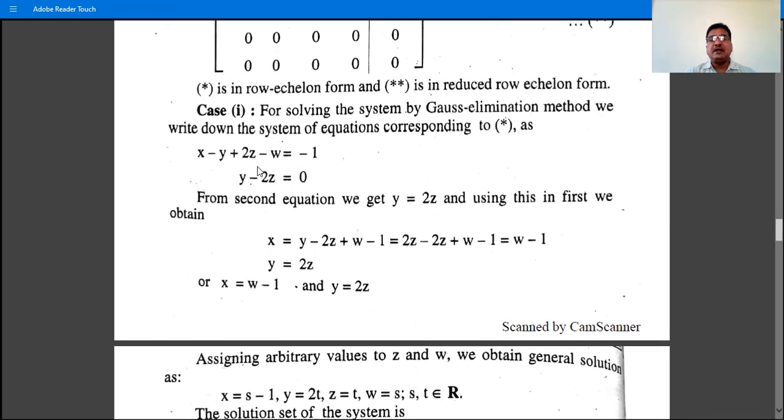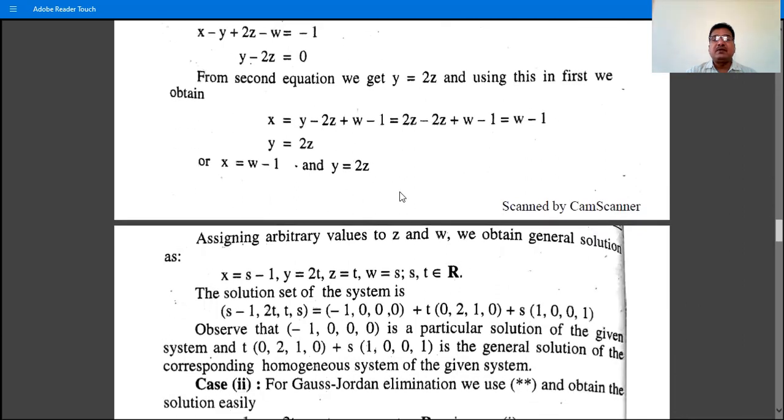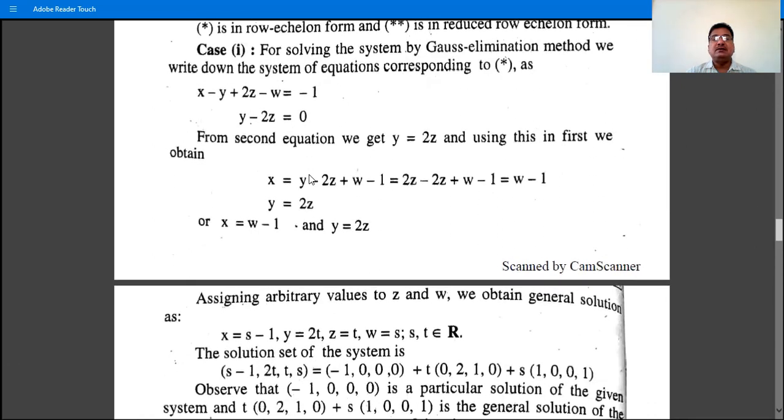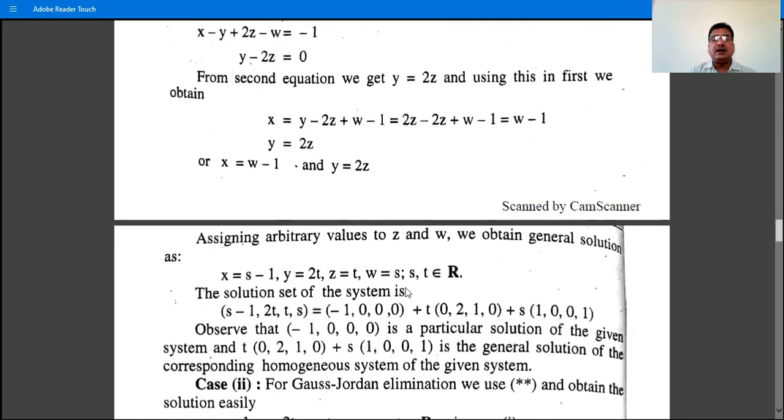There are two equations and four unknowns. So the difference 4 minus 2 is 2, so assign two unknowns. Suppose w is equal to s and z is equal to t. So substitute z as t, we have y as 2t.